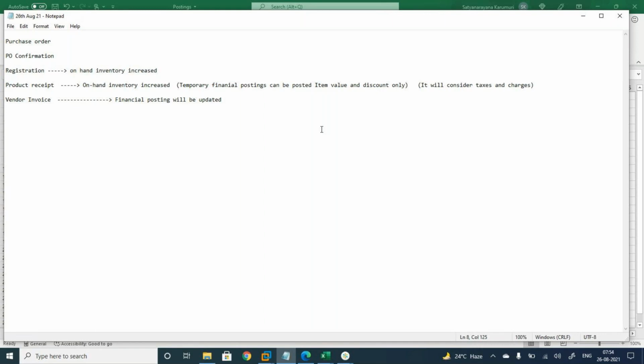Understood? Item value and discount only. It will not consider the taxes and charges. Here it will consider all.